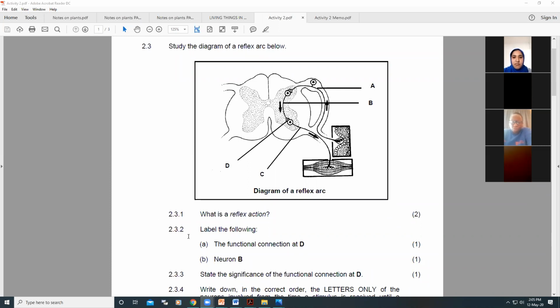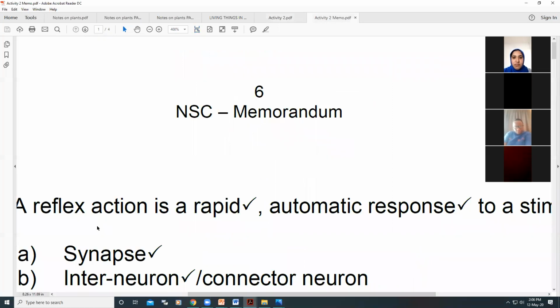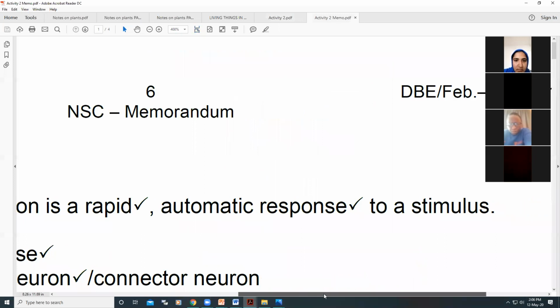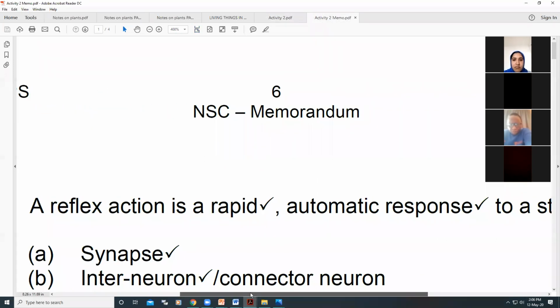Then 2.3.2, label the following. Functional connection D, we've already done that, which is the synapse, and then neuron B, which we said was the interneuron. Okay, so if we check the memo, a reflex action is a rapid automatic response to a stimulus. And then we had the part labeled the synapse D, and the neuron was the interneuron.